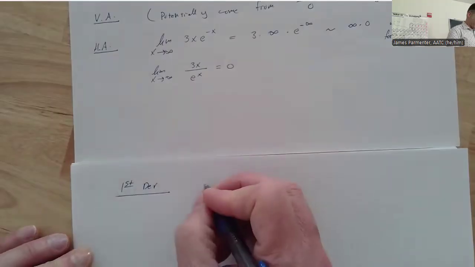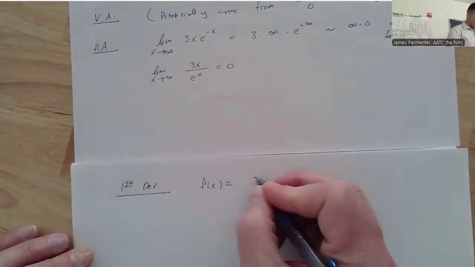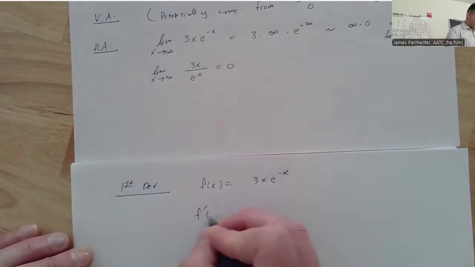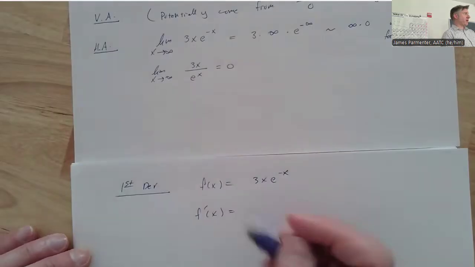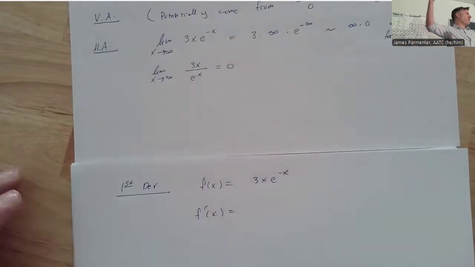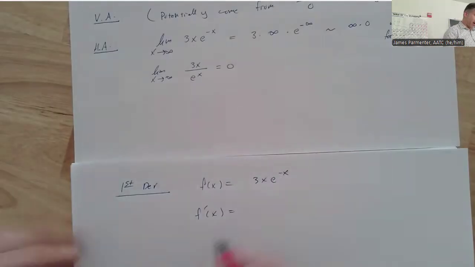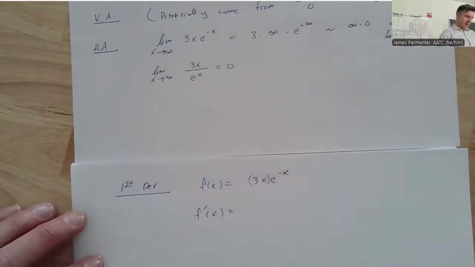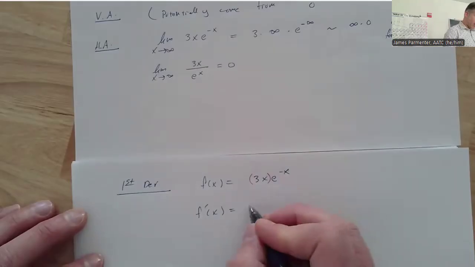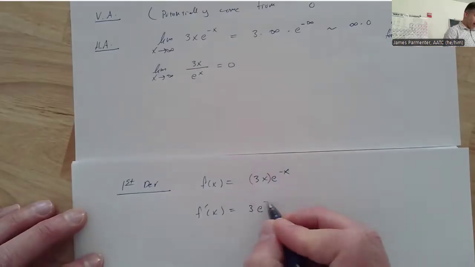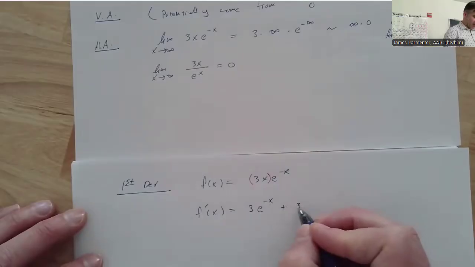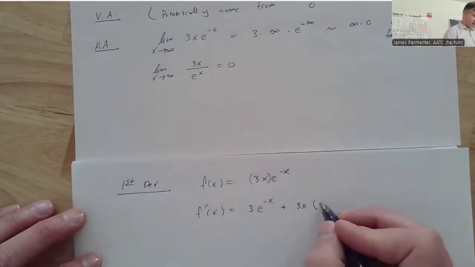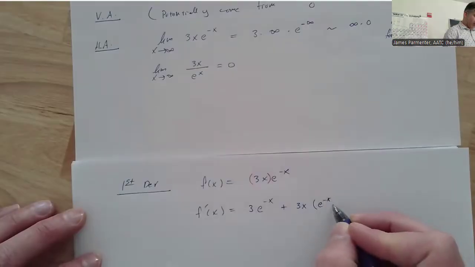So I'm going to take my first derivative. My function again was 3x times e to the negative x. When I have a product rule like this and there's a constant, you can pull the constant out in front. I think it's nicer to think of it as this piece is 3x and this piece is e to the negative x. So the derivative of my first piece is 3 multiplied by e to the negative x, plus my first piece, 3x, multiplied by the derivative of e to the negative x, which is e to the negative x times negative 1.